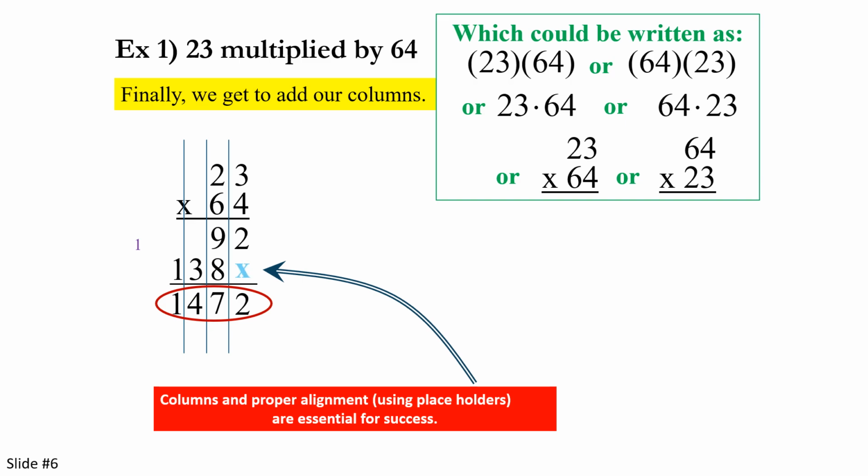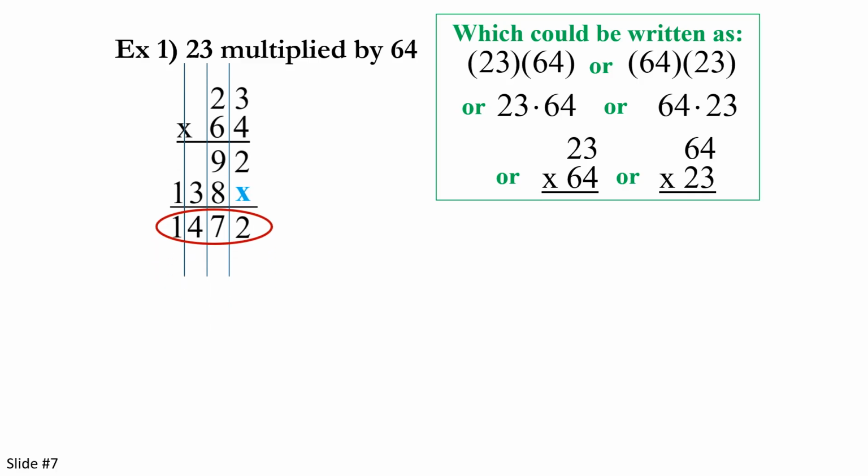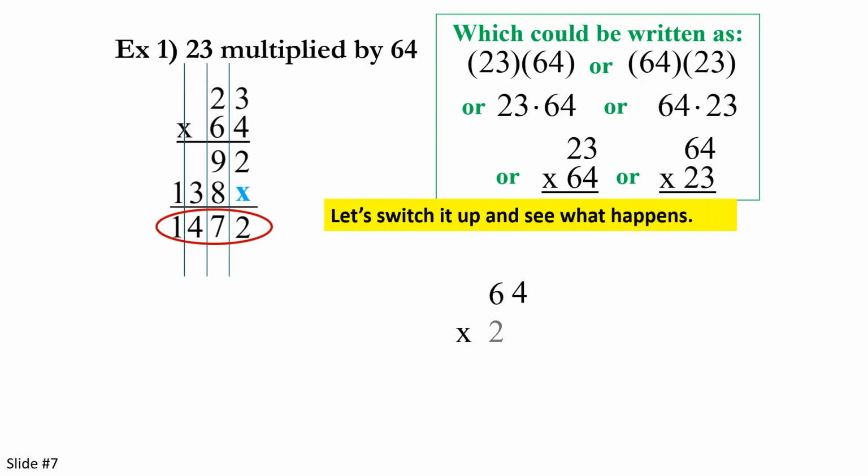So placeholder and columns. Everything's got to be lined up. Let's switch it up and see if it's any different. If I reverse the positions of the 23 and the 64, does it make a difference?